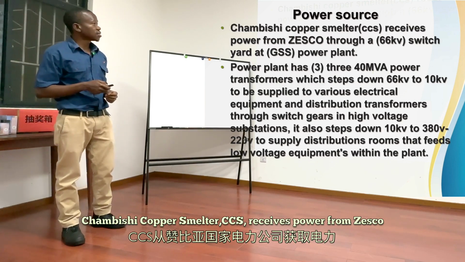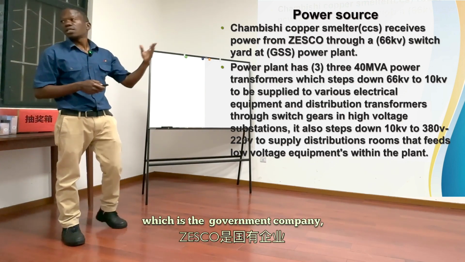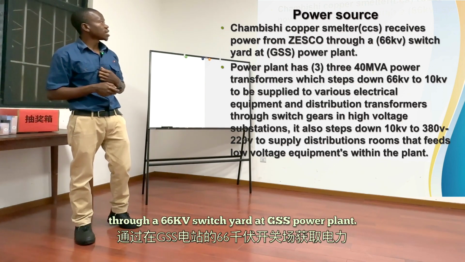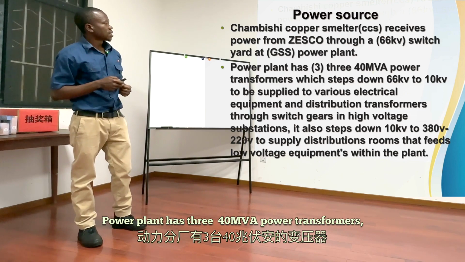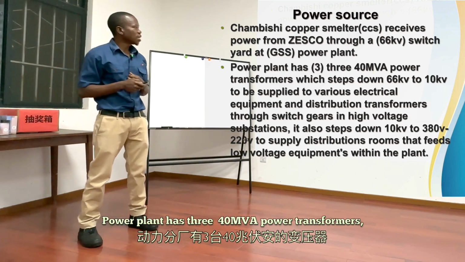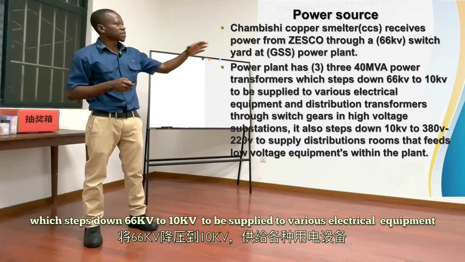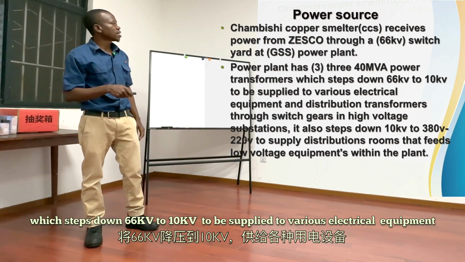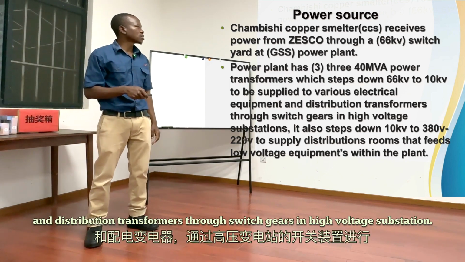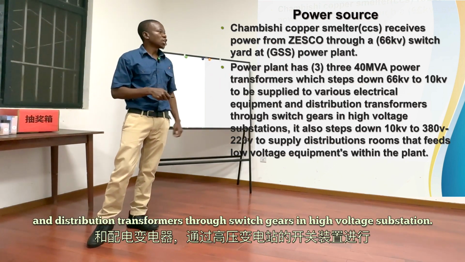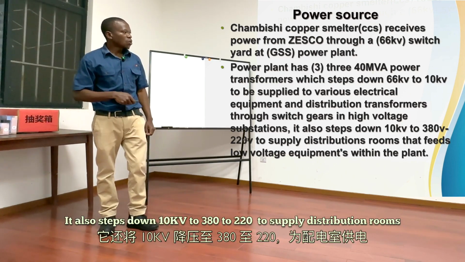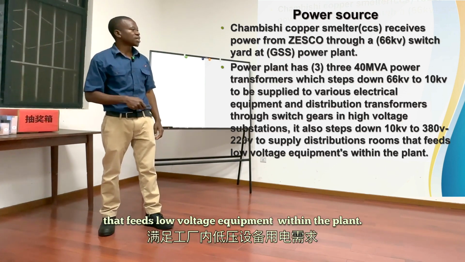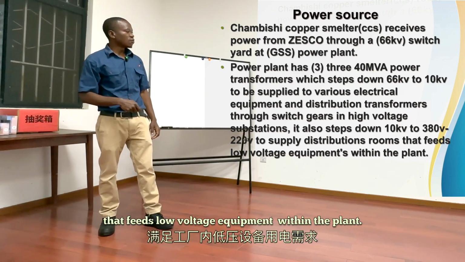Chambishi Copper Smelter, CCS, receives power from ZESCO, which is the government company, through a 66 kV switchyard at GSS power plant. Power plant has 3 40 MVA power transformers, which step down 66 kV to 10 kV to be supplied to various electrical equipment and distribution transformers through switch gears in the high voltage substation. It also steps down 10 kV to 380 and 220 to supply distribution rooms that feed low voltage equipment within the plant.